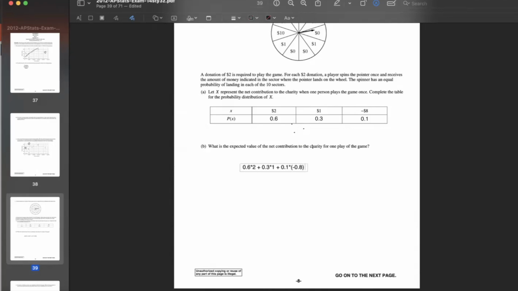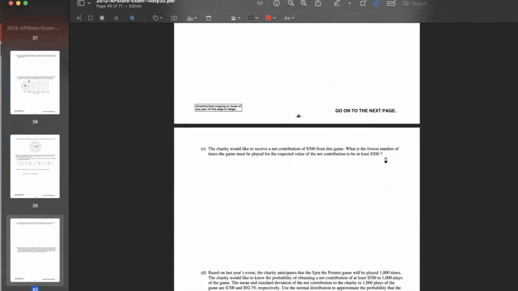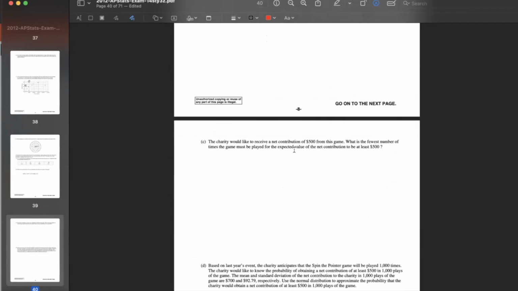All right, and then you're going to get that this is equal to 0.7. Okay, so now the charity would like to receive a net contribution of $500. What is the fewest number of times the game must be played for the expected value of the net contribution to be at least $500?